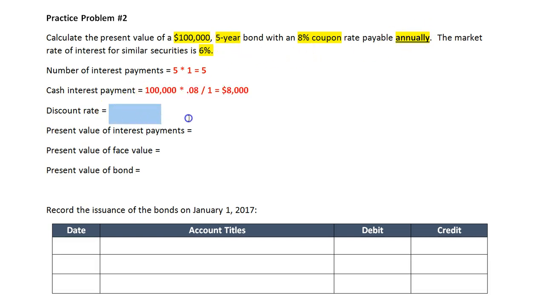Discount rate will be equal to 6%, and if you want, you can think of it being divided by 1. Again, I know you don't need to divide by 1 or multiply by 1, but I'm just showing it to be consistent with the method.